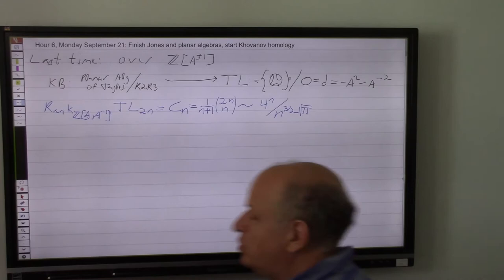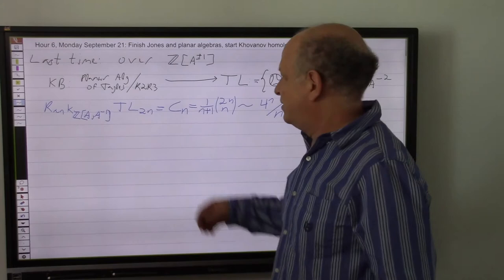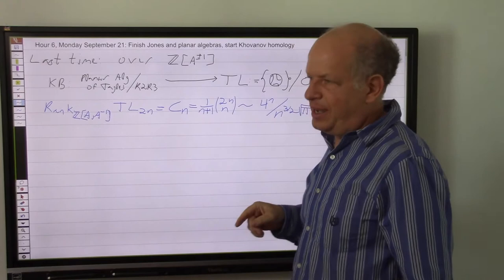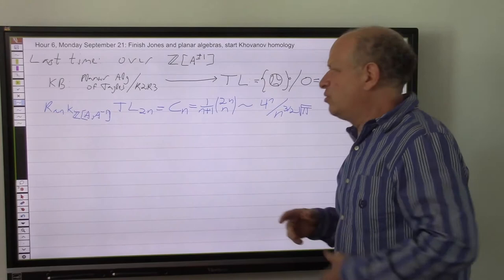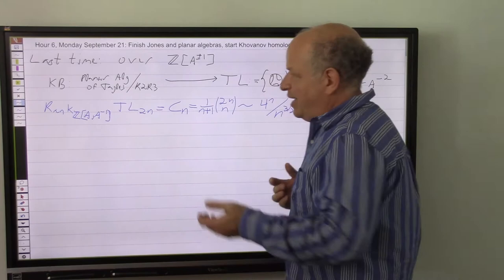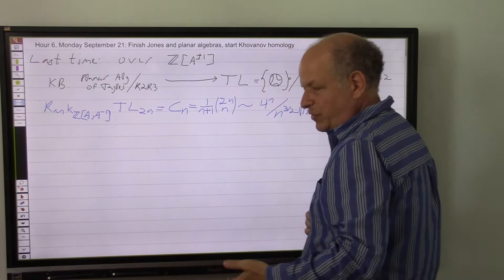Good. Okay, the next thing I wanted to say was that the rank over Laurent polynomials of Temperley-Lieb 2n is the so-called nth Catalan number. So you should think of rank roughly like, if you took algebra, you know what I mean. Otherwise, think of it roughly like the dimension of a vector space, except since our ground ring is a ring rather than a field, it's not dimension but rank.